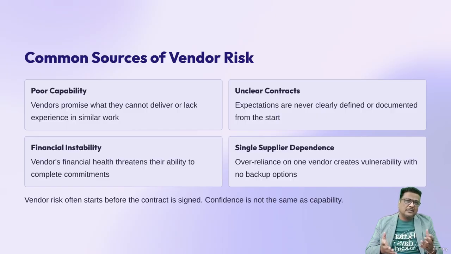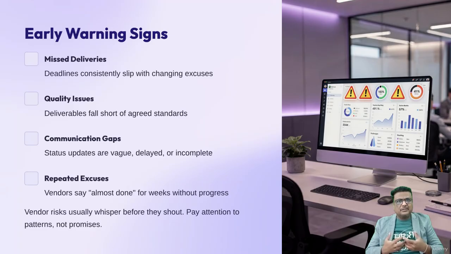So now that we understand the sources, the next step is seeing how vendor risks show up during the project. That brings us into early warning signs. Vendor risks often show up as missed deliveries, quality issues, communication gaps, or repeated excuses. In simple language, this means the vendor keeps falling short, but reasons keep changing. Let's break this down together.